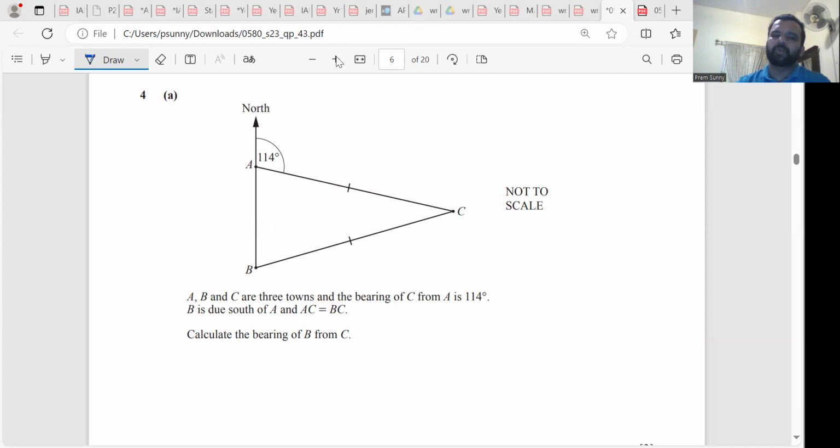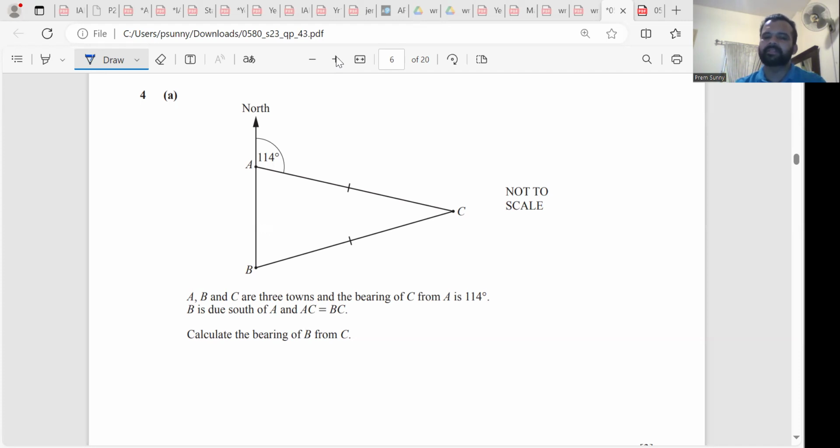So we're going to continue with question number 4. This is a bearing question. A, B, C are three towns and the bearing of C from A is 114. So we can see it is 114 here. B is due south of A. You can see the point B, and AC is equal to BC.